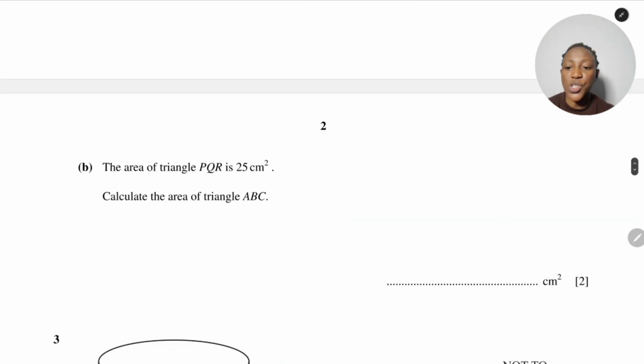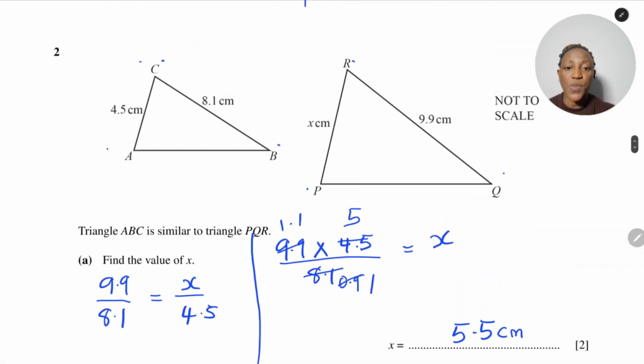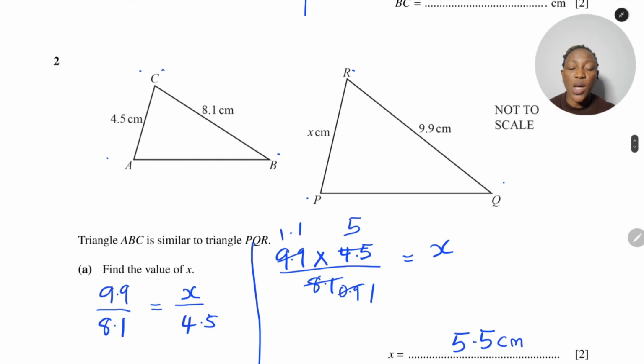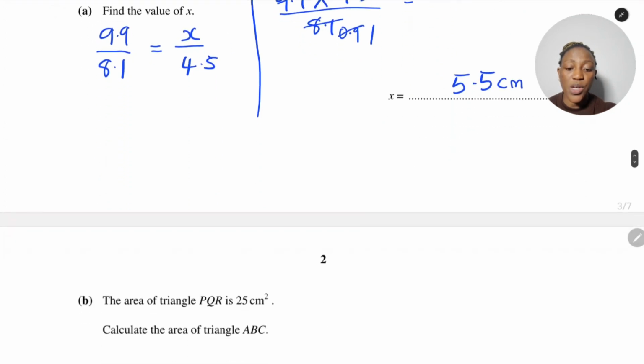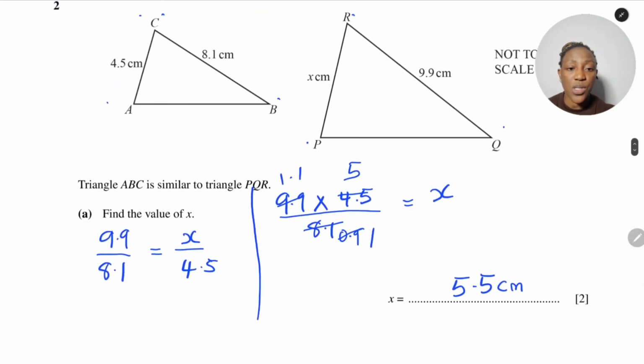All right, let's go to the next part. It's still part of the question we just answered. We're told that the area of triangle PQR is 25 centimeters squared, and we're asked to calculate the area of triangle ABC. Because these two shapes are similar, we can use our concept of similar shapes, which gives us a linear scale factor or an area scale factor, to find the area of the other shape. Here the bigger shape, PQR, has an area of 25 centimeters squared.